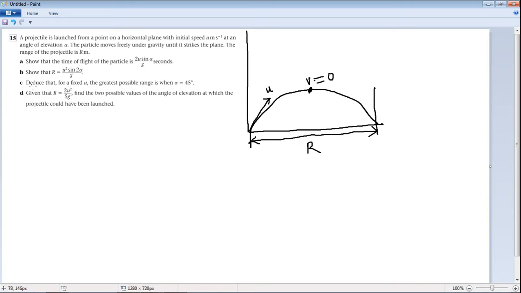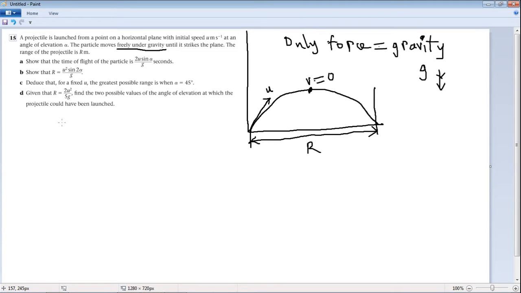So now let us look at the information given. Another piece of information given here is that the particle moves freely under gravity. So the only force here is gravity, which acts downward. So we have only a downward force. There is no force other than the downward force.